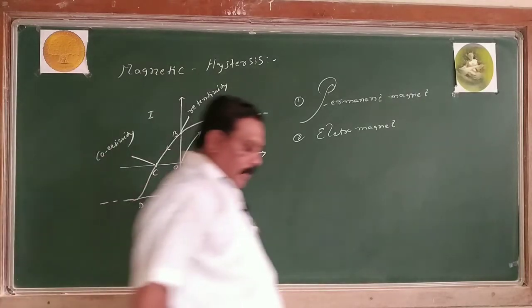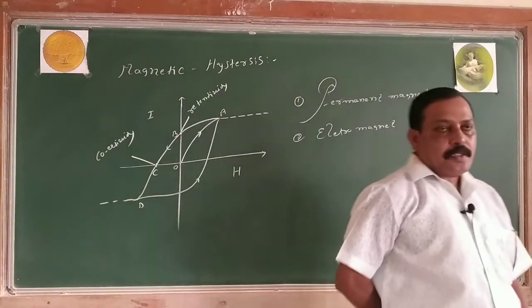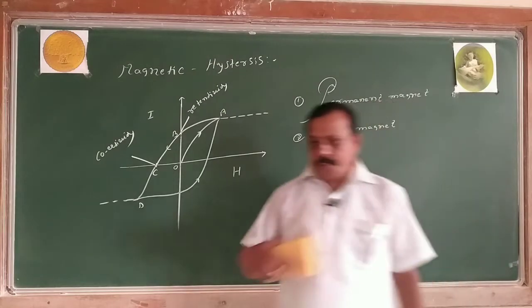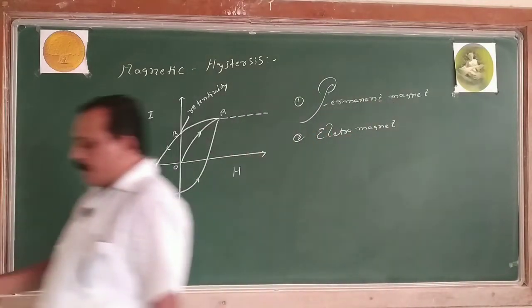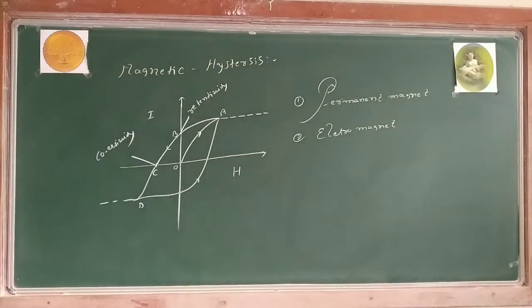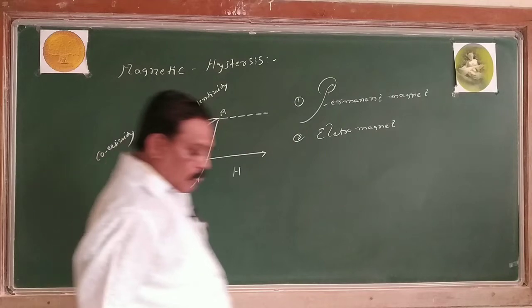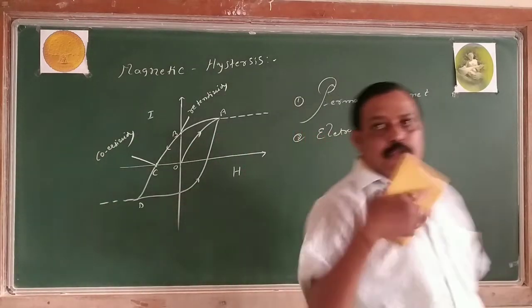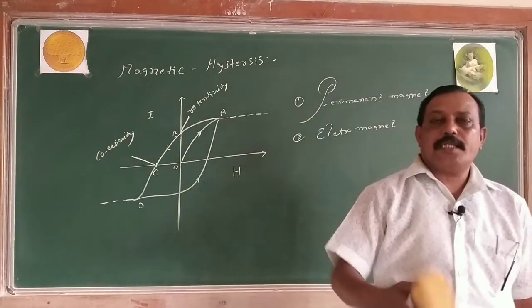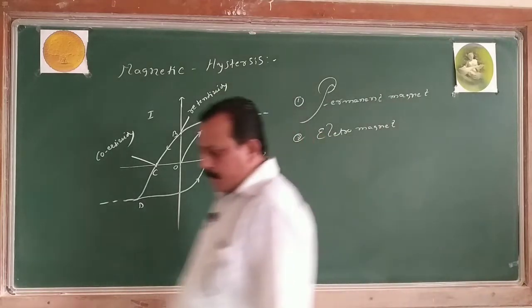A ferromagnetic material which retains its magnetic property for a longer period, even at room temperature, is known as a permanent magnet. How is the permanent magnet going to be obtained? A ferromagnetic rod is placed in the core of the solenoid and current is passed through the solenoid, then it acts as a permanent magnet.